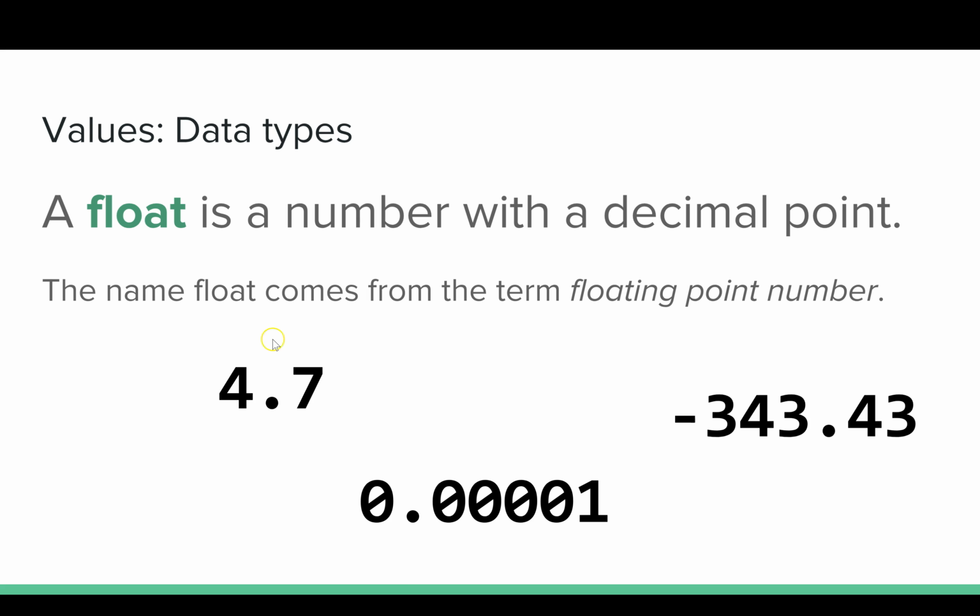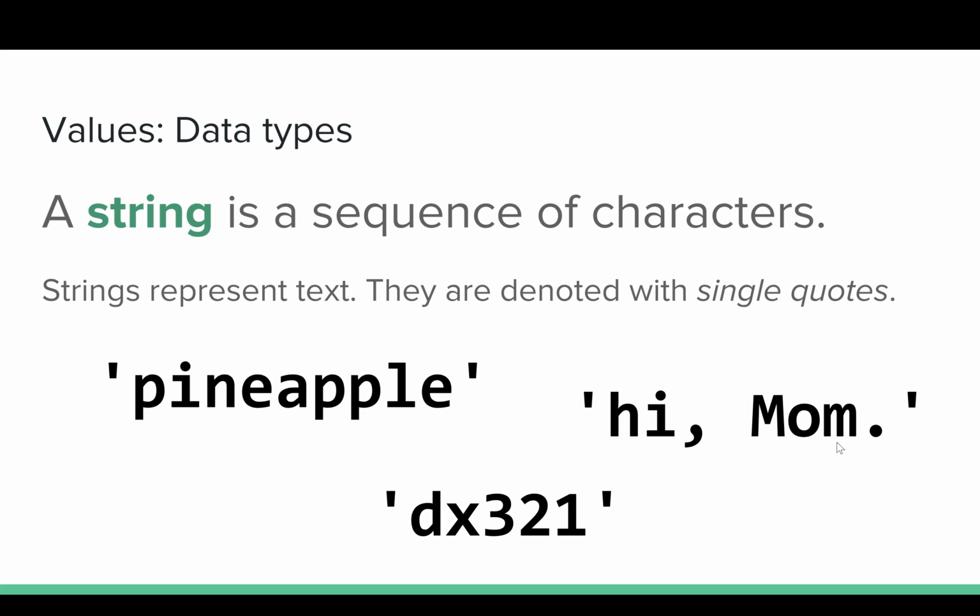The second one is called a float. A float is a number with a decimal point, like 4.7, 0.00001, or negative 343.43. These are floating numbers. There must be a decimal point here.